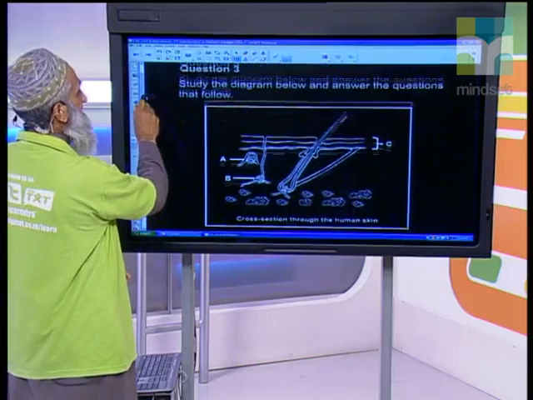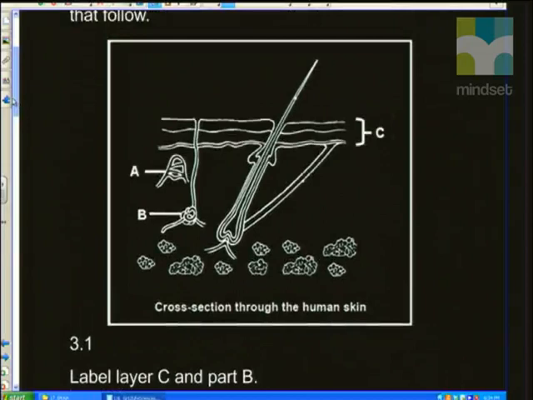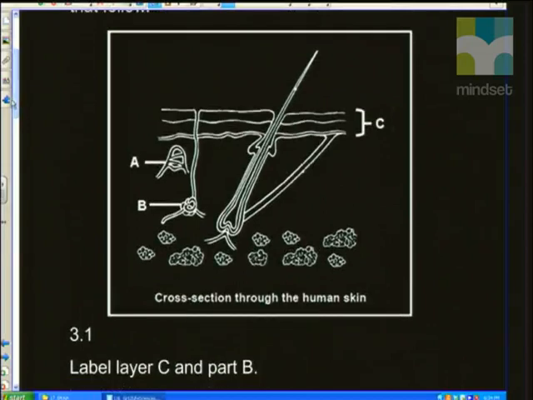Now we come to thermoregulation. Study the diagram below and answer the questions that follow. They're giving you a diagram of the skin. There's only 3 labels, A, B, and C. They want you to label layer C and part B. That was a giveaway already.